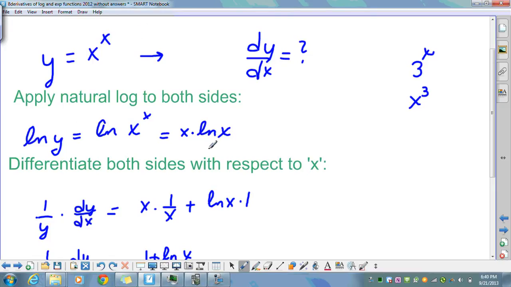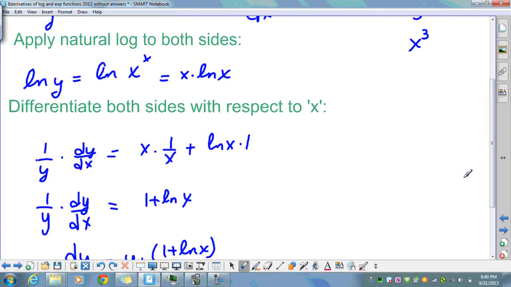Then we differentiate both sides now with respect to x. The derivative of ln y with respect to x will be 1 over y times dy dx. And the derivative of x times ln x, use the product rule there to get this.